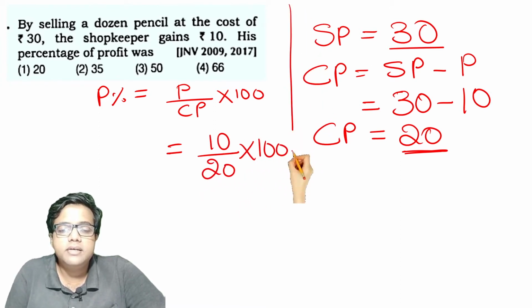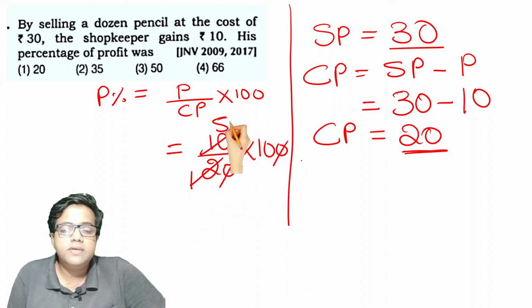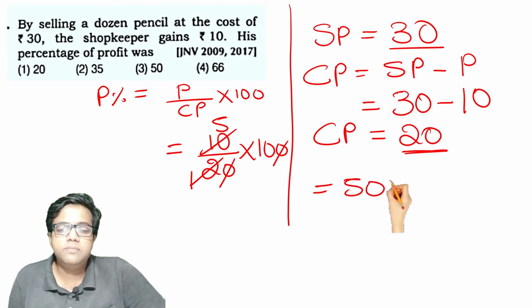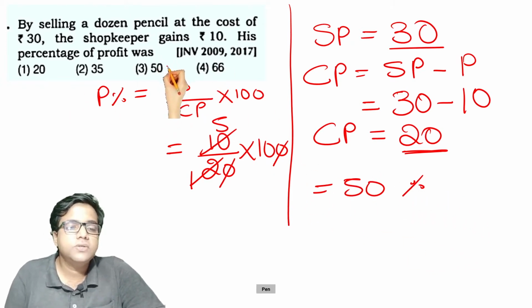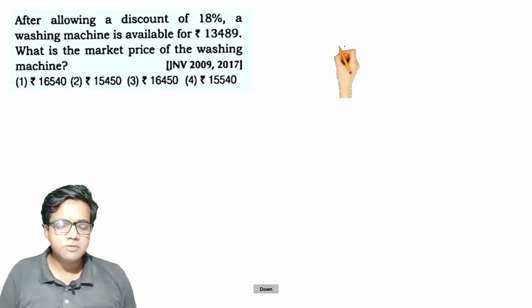So what do you get here? 10, 10 goes away. 2 ones are 2, 2 fives are 10. So therefore 5 into 10 is 50. 50% is the profit. So his profit percentage is 50%. So option 3 is the right answer here. Let's go on to our second question.